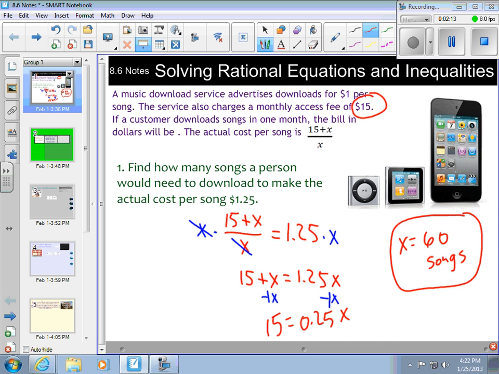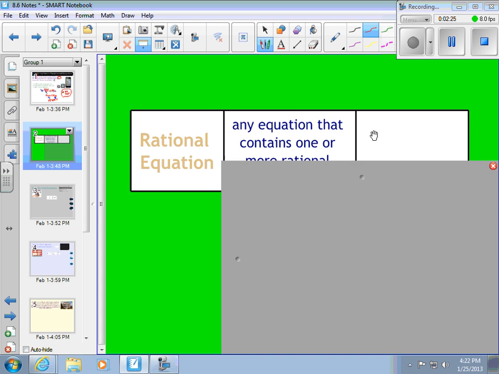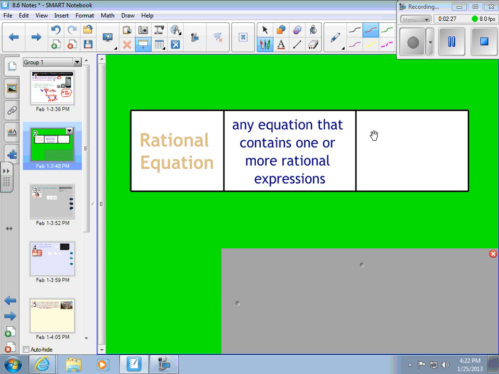Now, you've done some like this before. We're going to look at another example of ones you've done, and then we're going to get into some that you probably haven't done yet and look at how we solve those. So, going back, let's review again. A rational equation is any equation that contains one or more rational expressions. Here would be an example: 1 over x plus 3 equal to 3 over x minus 2. Both of them are rational expressions, with one equal to another.